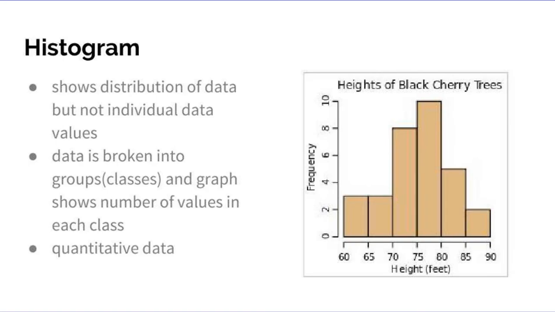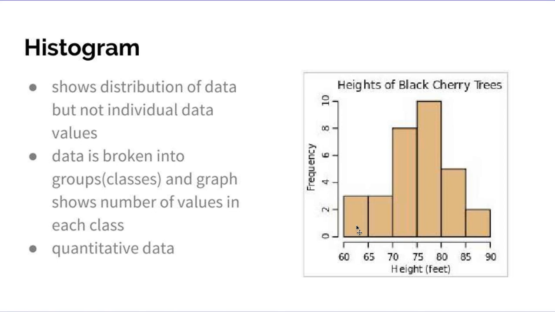Okay, then we have a histogram, which I think you've seen in middle school too. A histogram shows the distribution of the data, but not the individual data values. So again, I see that there are 3 numbers somewhere between 60 and 65, but I don't know what those individual numbers are.